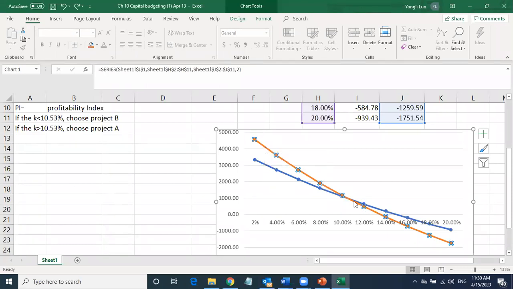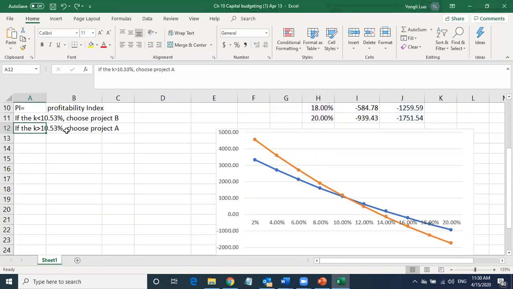And if the required rate of return is higher than the crossover point, you see like 12%, 14%, definitely you choose the blue line, because the blue line has a higher net present value. That's your conclusion.